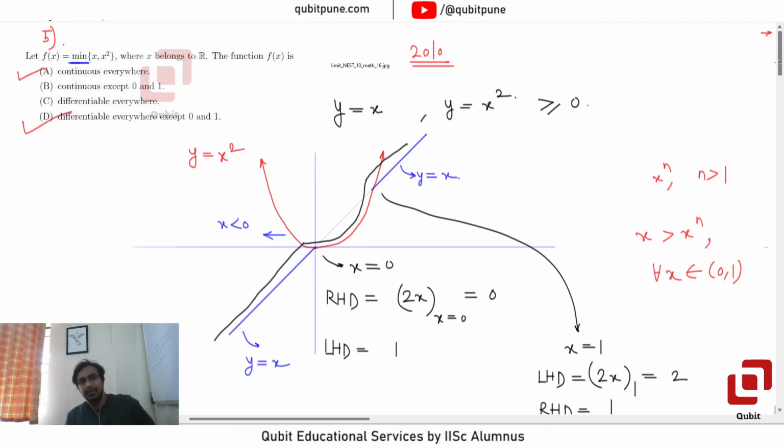Raise your hands if you have understood question 5. And such questions can come in your IISc or even future NESTs also, because it will test everything: graphs of functions, behavior of functions, limits, continuity, differentiability, everything. In some cases also periodicity. Okay, question 5 is done. Let us go to question 6.